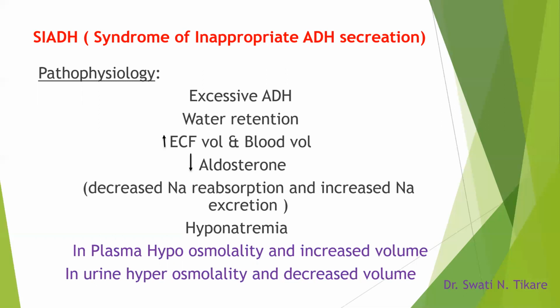Okay. So in plasma now, we have hypoosmolality and increased volume, whereas in the urine, it is hyperosmolality and decreased volume. Very little urine is excreted. Okay.